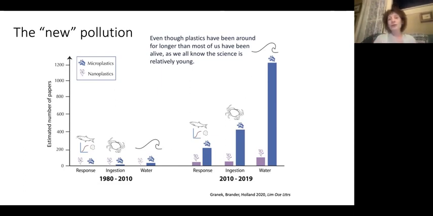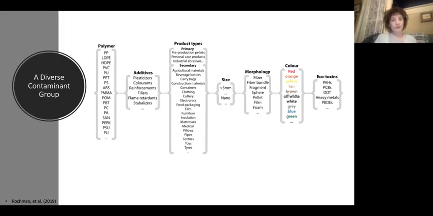So even though plastics have been around for longer than most of us have been alive, and we really started to produce plastics around the time of the Civil War, when tires started to be produced for bicycles in larger quantities, as we all know, the science is still relatively young, so we still have a lot to learn.